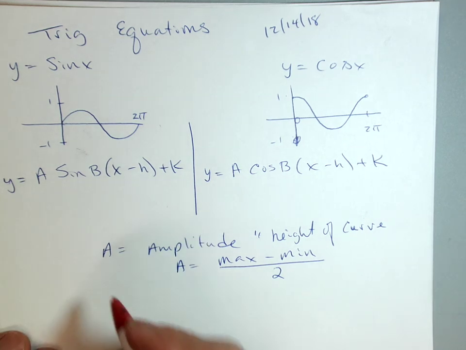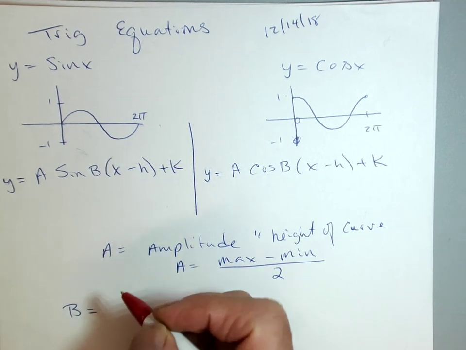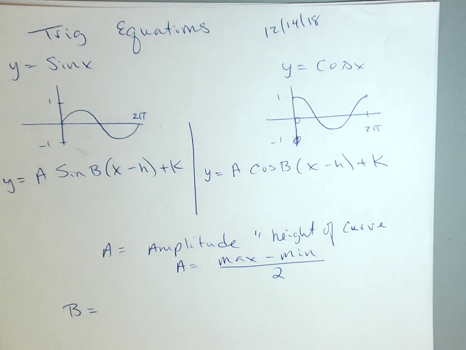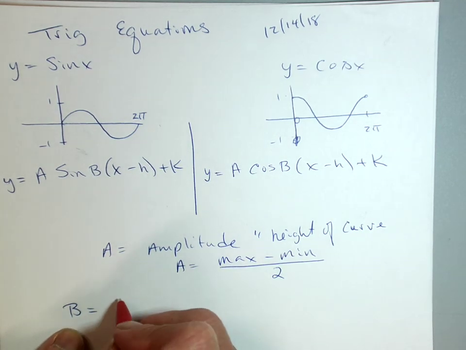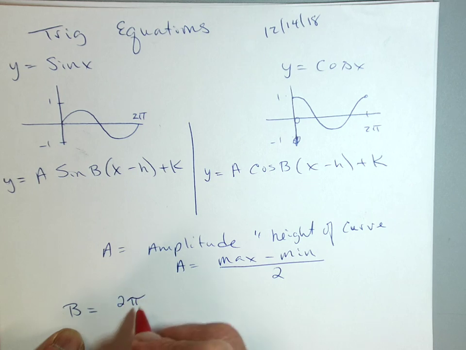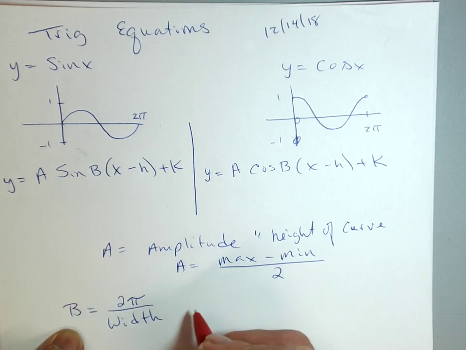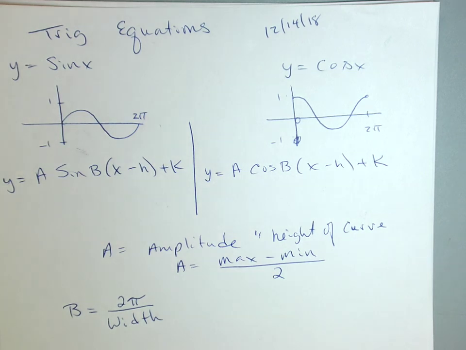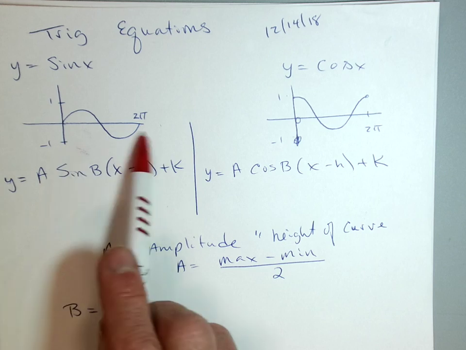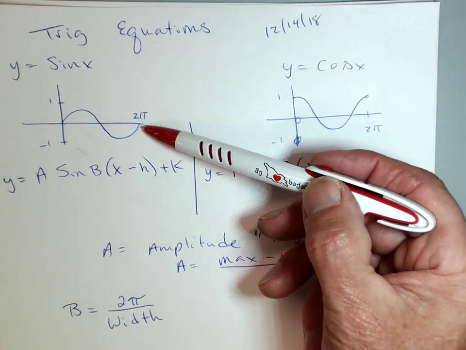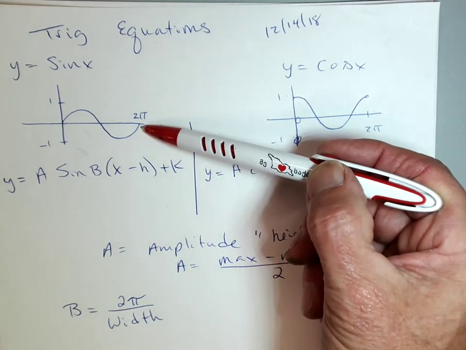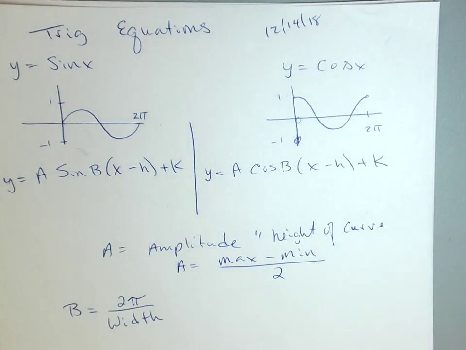Now, b, which is how many curves you have in 2 pi. To find b, it's just going to be 2 pi divided by the curve width. Okay? So, in this case, our b would be 1. You got one curve in 2 pi, right? In our warm-up, b was 2 because we put 2 curves within the 2 pi, okay?